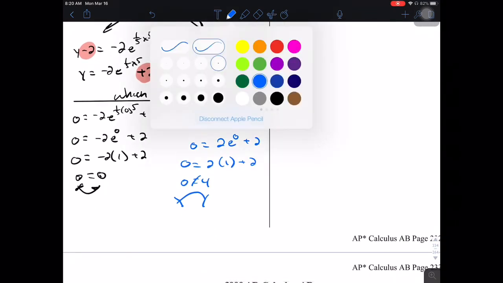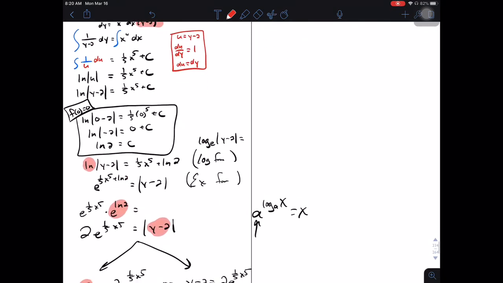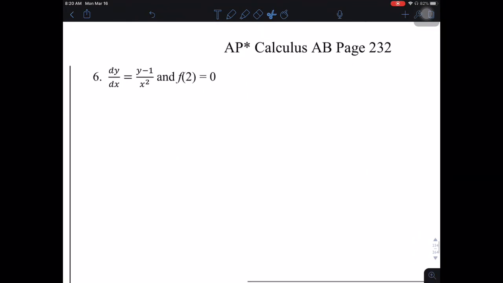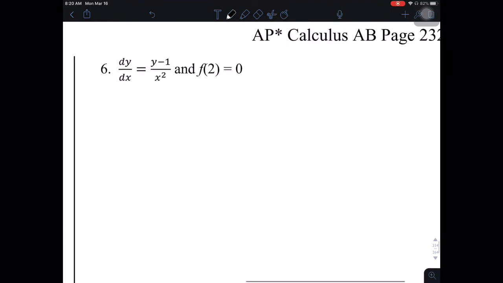So what is our particular solution after all that? Well, it's f of x equals negative 2 e to the 1/5 x to the 5th plus 2. Lovely. Let's check out this next little fella. Separation of variables.